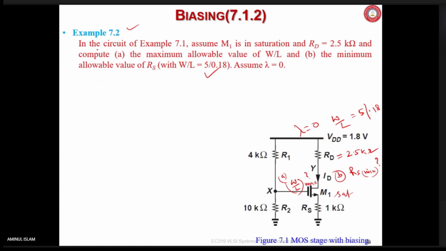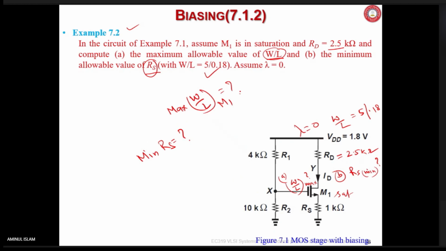Here in this circuit, assume M1 is in saturation, RD equals 2.5 kilo ohm, and compute the maximum allowable value of W by L. The minimum allowable value of RS also has to be found. Two things have to be found: max W by L of M1 and min RS. These two things you have to find out.